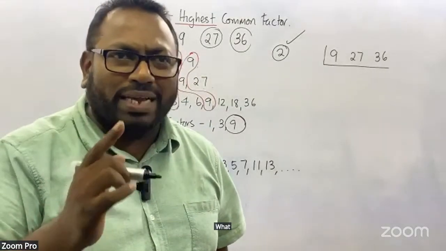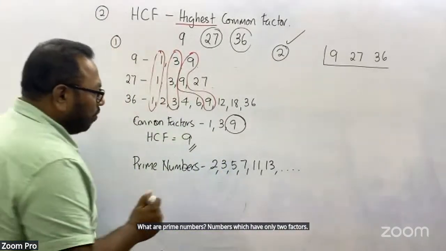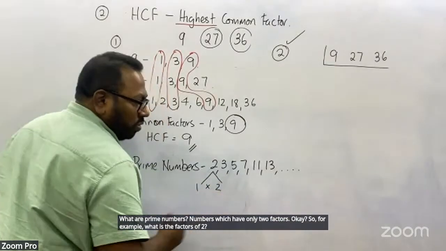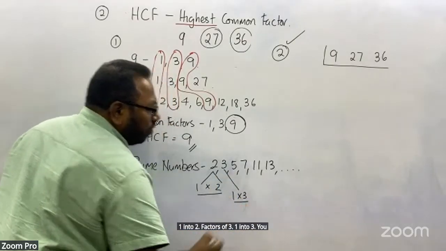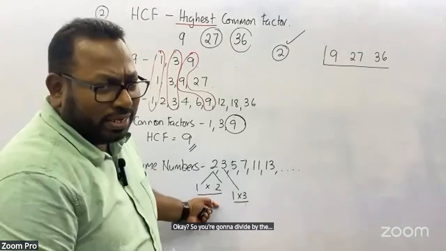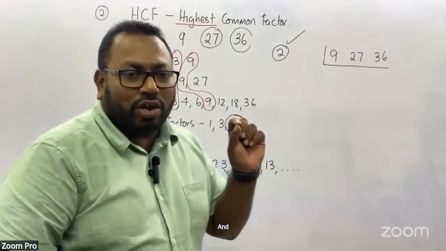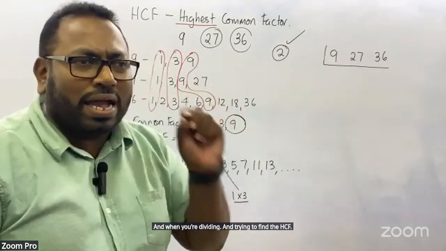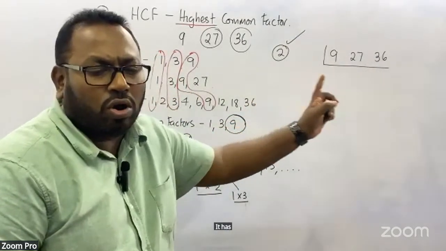What are prime numbers? Numbers which have only 2 factors. Okay. So for example, what are the factors of 2? 1 into 2. Factors of 3, 1 into 3. You can see only 2 factors. Okay, so you're going to divide by the prime numbers. We start with the smallest prime number, which is 2. And when you're dividing and trying to find the HCF, the number has to divide all the 3 numbers. It has to divide all 3 numbers.